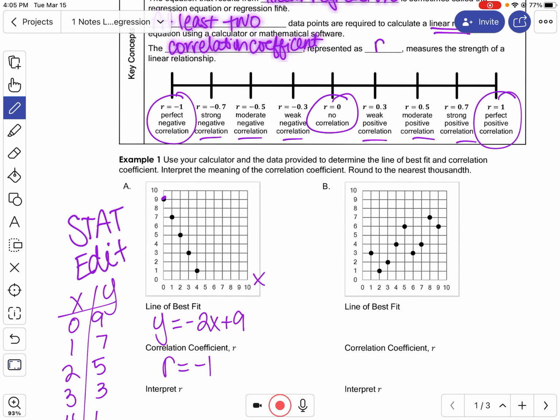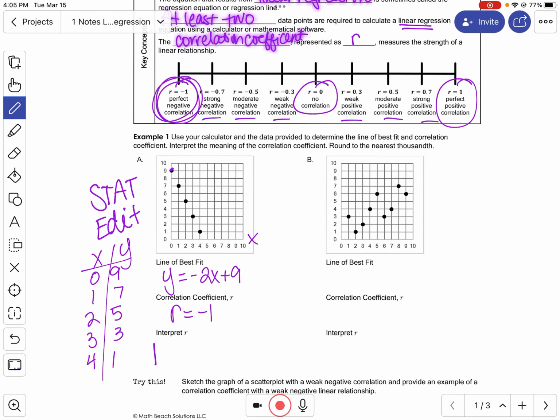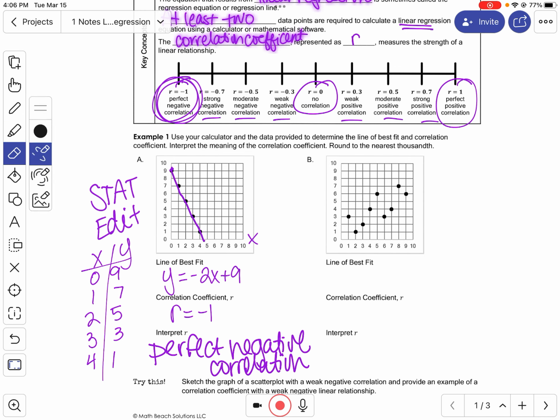So if we look back up at this little chart here, when R is -1, that means you have a perfect negative correlation. What that means, perfect means it goes through every single point on your graph. And notice this does give you a straight line. It has the same slope throughout.